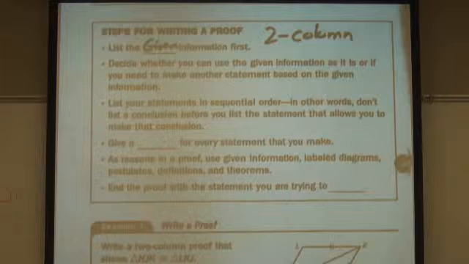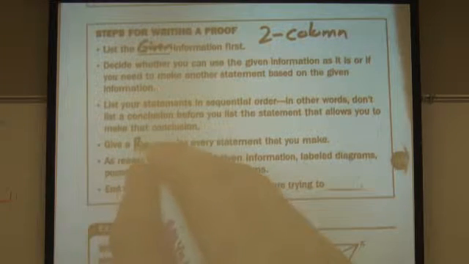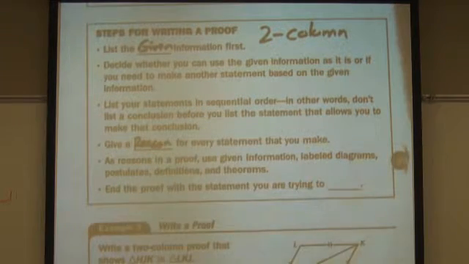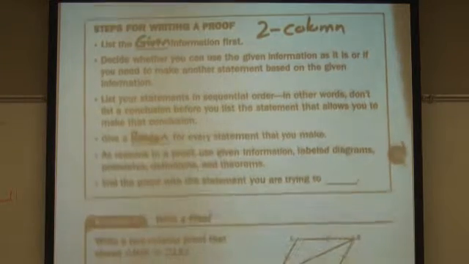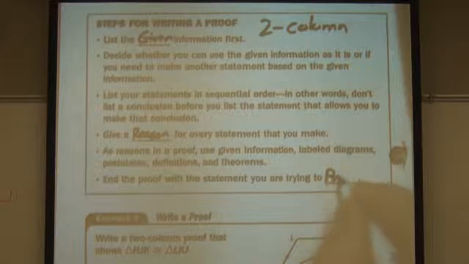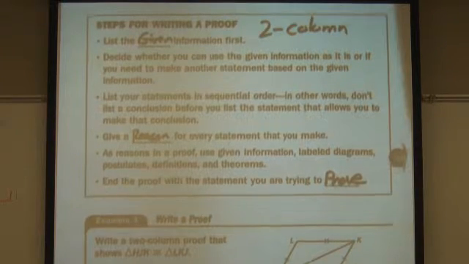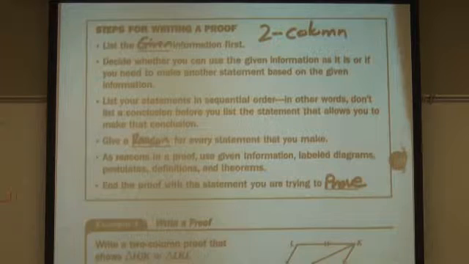Step 3, list the statements in sequential order. In other words, don't list a conclusion before you list the statement that allows you to make the conclusion. Step 4 is to give a reason for every statement in the proof. You have to give a reason for every statement. As reasons in a proof, you can use given information, labeled diagrams, postulates, definitions, and theorems. And always end the proof with the statement you are trying to prove. So the first steps are always given. The last step is always what you're trying to prove.